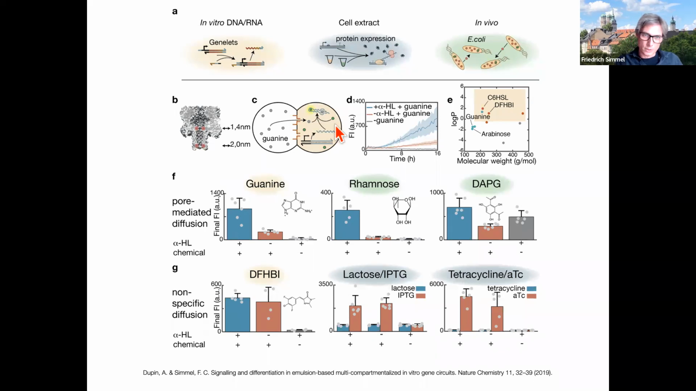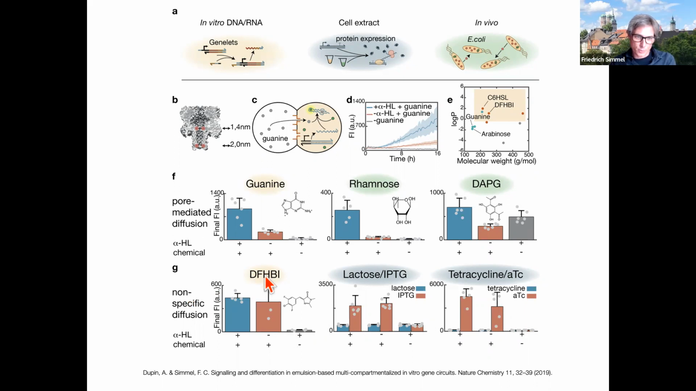And so the green molecules are DFHBI, and you see that you can just detect whether the guanine has entered the kind of receiver droplet. And here you see that this only works when you have alpha hemolysin present. But in other cases, the green molecules here are genetic inducers where we actually had E. coli present with the corresponding genes that coded for some fluorescent protein. In these cases, on this lower row, it turned out that they actually don't need the alpha hemolysin.